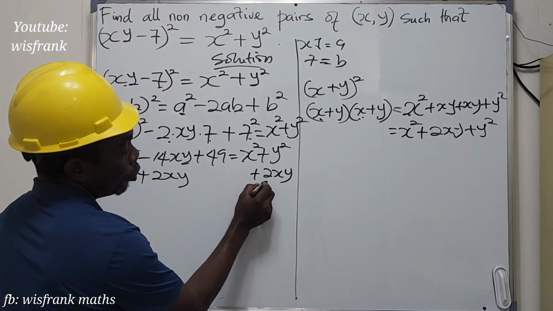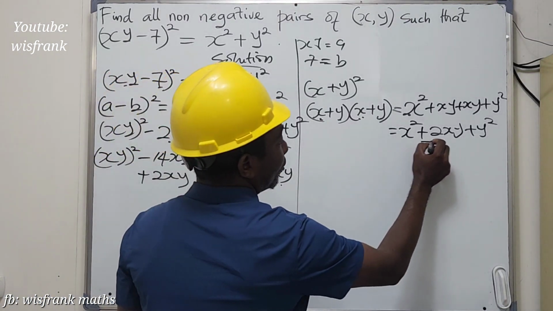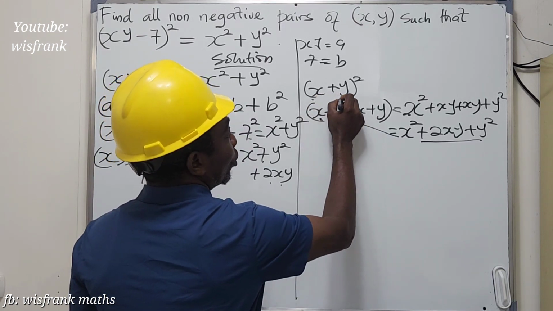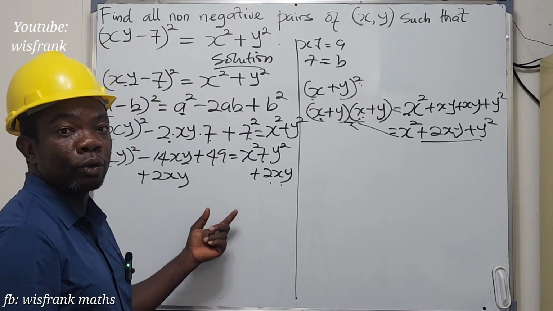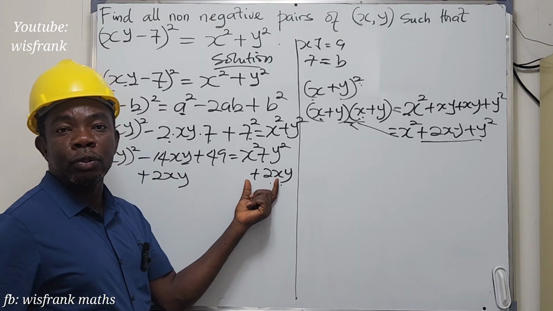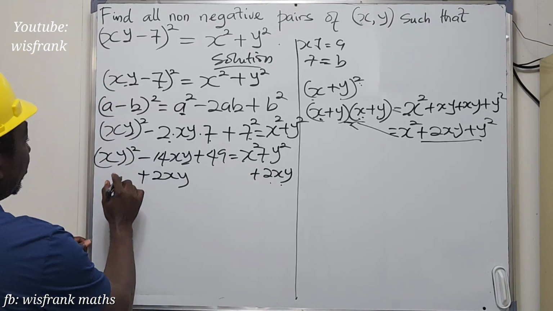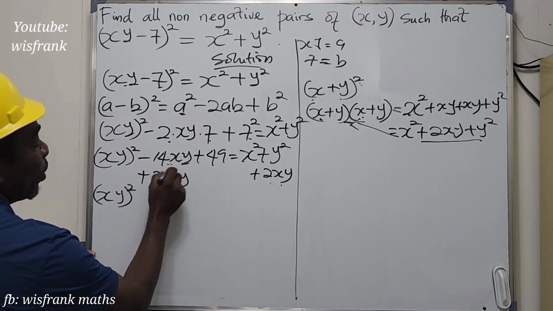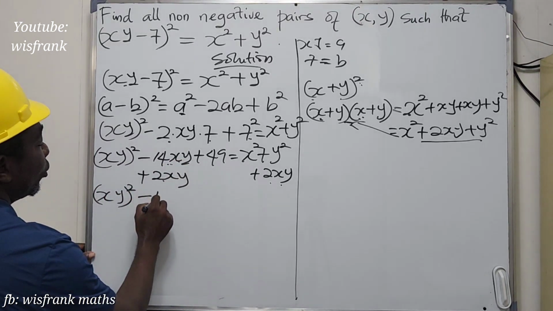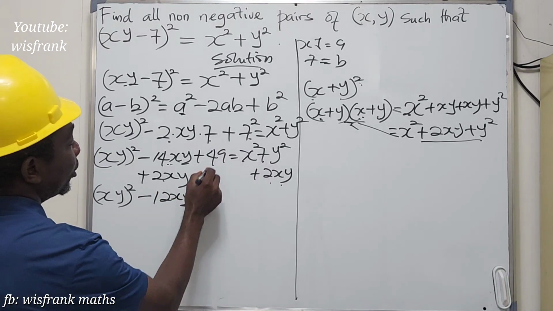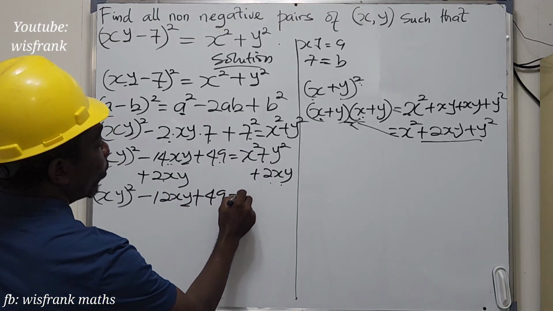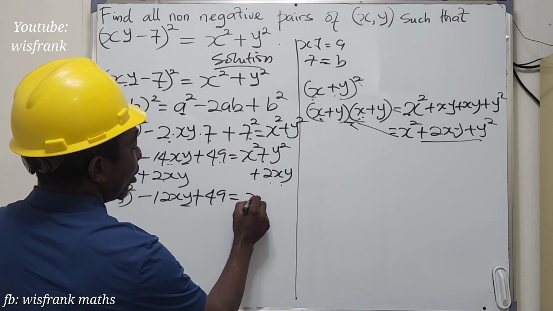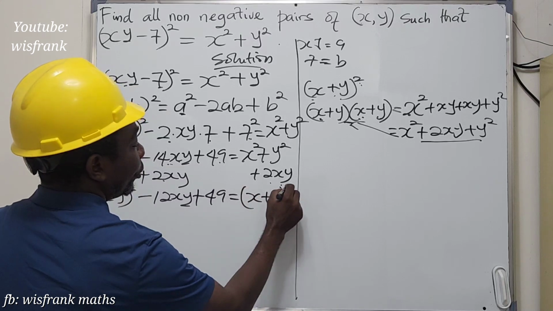So when we add plus 2xy to this place, this will become this. So here we have (x plus y) all to the power of 2. That is the reason why we are adding 2xy. So here, we have (xy) all to the power of 2 minus 14xy plus 2xy will give us minus 12xy, plus 49 equals, since we evaluated this for us to have this, (x plus y) all to the power of 2.